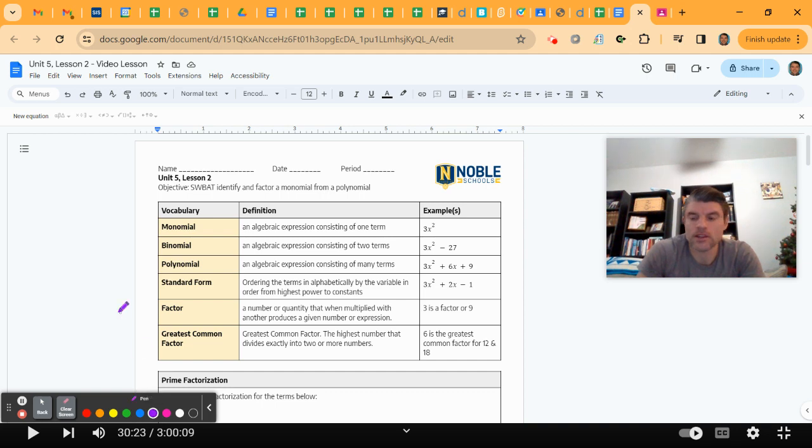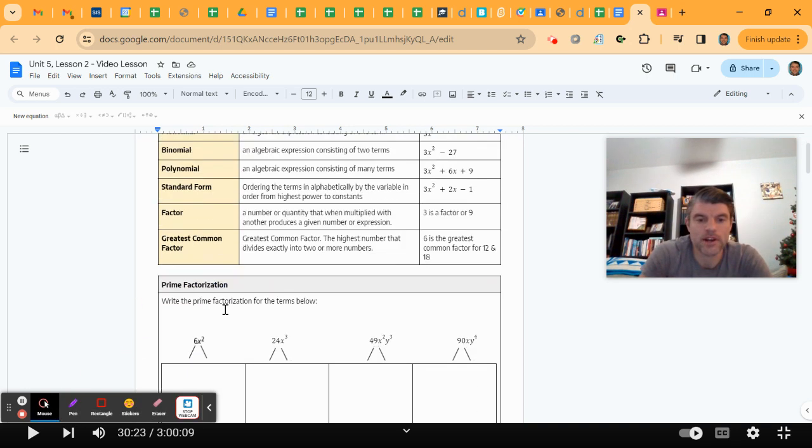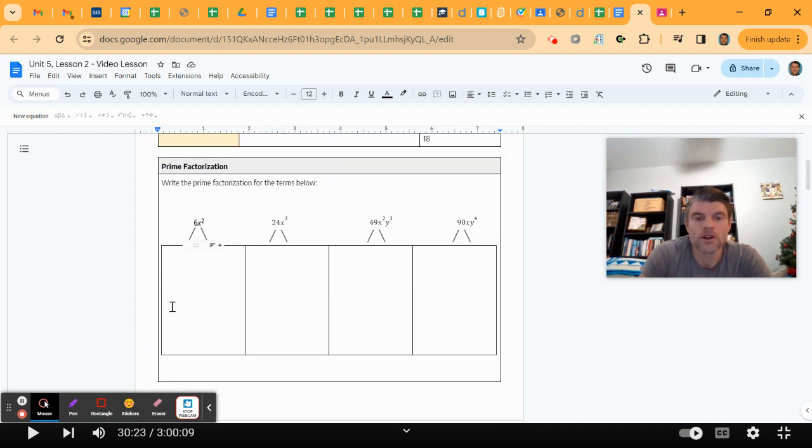All right, so in lesson 2, we're going to be talking about prime factorization, which is a very important skill to know for the higher level math classes. So let me show you the technique that I think works best. If you go ahead and break down your number, you're given 6, it's going to be 2 and 3.